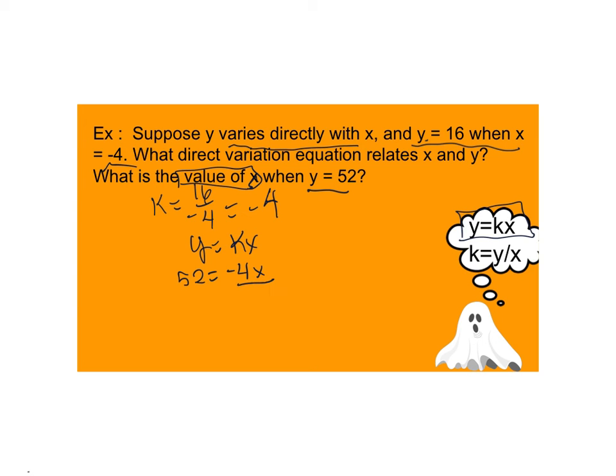So now the inverse operation of multiplication is division. This will cross out, and therefore x will equal negative 13.